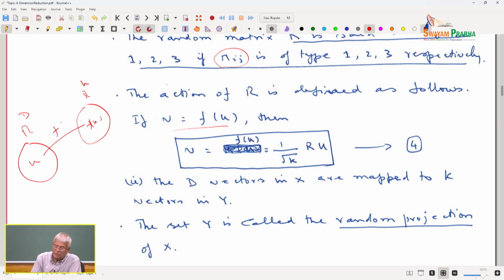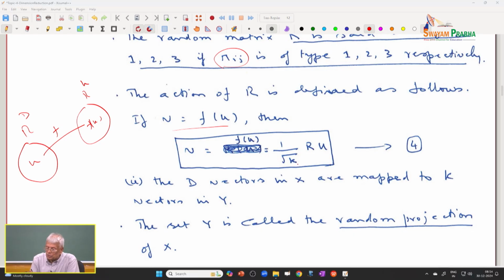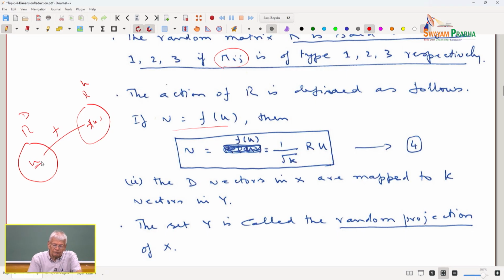This is f, and f of u is 1 over square root of k times u. 1 over square root of k is a kind of scaling factor that's meant to induce certain properties. Now look at this. U is a deterministic quantity. F, as chosen by R, is random. So V is random. So even though U is deterministic, V is random.